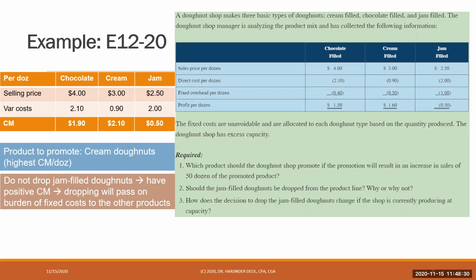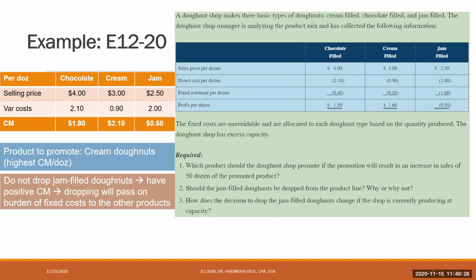If we stop making the jam-filled donuts, remember the fixed costs are unavoidable and they are allocated to the donut types. Now, if we stop making the jam-filled donuts, our fixed costs are not going to reduce. And so that means that fixed cost will simply get passed on to the remaining product line. So we may end up having a mental satisfaction of still seeing some profitability, but the profitability of the chocolate-filled and the cream-filled donuts will be reduced. Okay? So you don't want to do that as long as the jam-filled donuts are still earning some positive contribution margin and we're not under some kind of bind of lack of capacity, we should continue to make the jam-filled donuts.